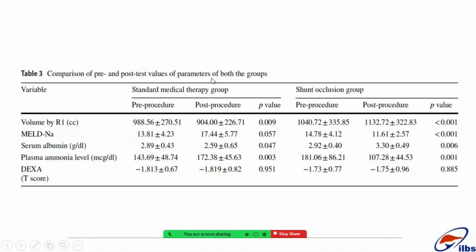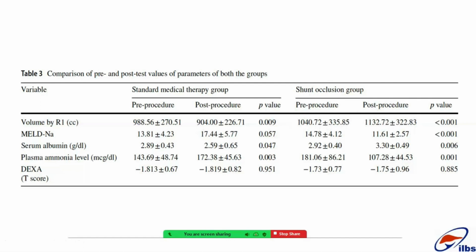If a patient is in the standard medical therapy group, that is the standard of care, then there is a reduction in volume. In our patients, the pre-procedure volume was 988 cc, which came down to 904 cc. So almost 84 gram loss was there at 1 year follow-up. Simultaneously, in the shunt occlusion group, the pre-procedure volume was 1040 grams, which became 1132 grams. So if you occlude the shunt, there is an increase in volume. But if the patient is left on standard medical care, the volume will go down.